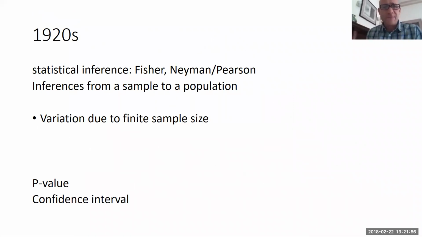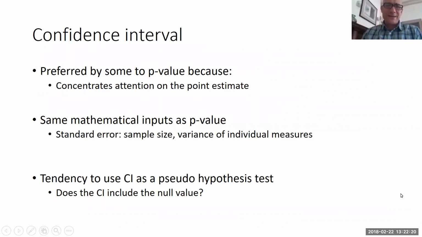Statistical inference is the process of making inferences from a small sample to a large population, and Fisher came up with the p-value, and Neyman Pearson came up with the hypothesis test. So under various assumptions, they came up with mathematical formulas to describe the variation due to finite sample size. And so today we have the p-value and confidence interval, which dates back to the 1920s.